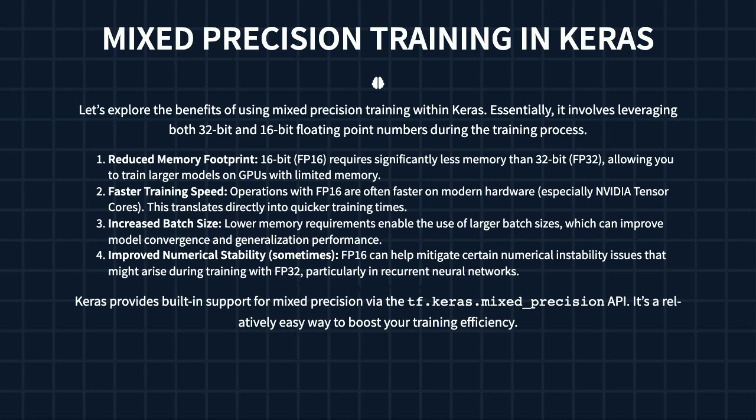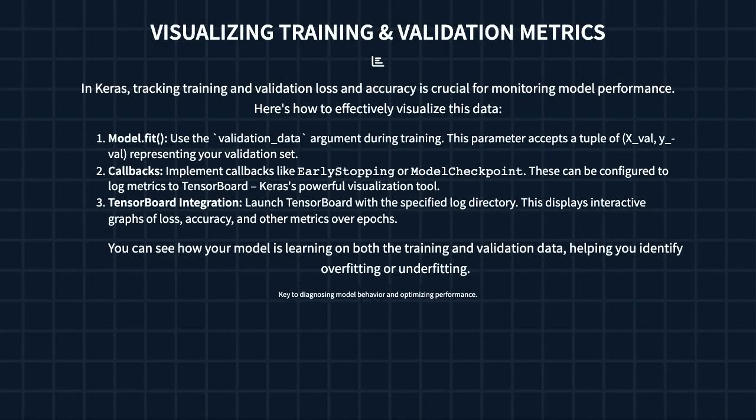First off, you'll be using less memory, which means you can train bigger models on a GPU that might not have enough space otherwise. Also, operations with 16-bit data are often much faster, especially if your GPU has tensor cores. And because of the reduced memory footprint, you can also use larger batch sizes, which generally leads to better and more consistent training. Sometimes it even helps prevent some tricky numerical problems that can pop up when using 32-bit floating point numbers.